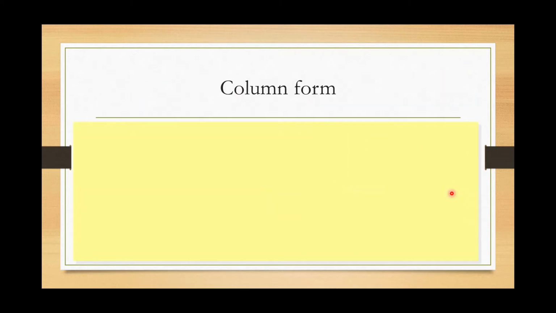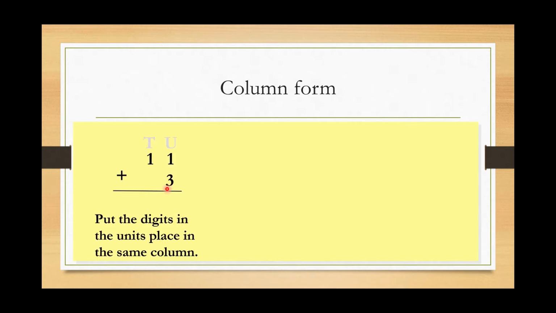Now let's have a look at column forms. How are we going to do it? First, we are going to put them in unit place and tens place. So for the numbers who are on unit place, we put it here and they are in a straight line. And for the numbers in the tens place, we put it here under the T.